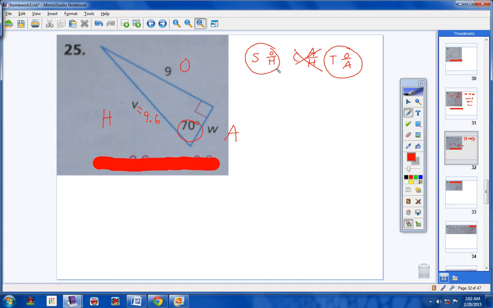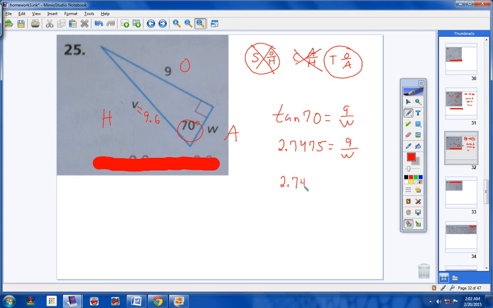Now let's try to use tangent. So here we go. Tangent of what angle? 70 degrees equals opposite, which is 9, over adjacent, which is W. Now, tangent of 70 is definitely a number. So tangent of 70 is 2.7475. Now the denominator, if you'll notice, is W. So we're going to multiply both sides by W to get rid of the fraction. You always multiply both sides by whatever the bottom of the fraction is.